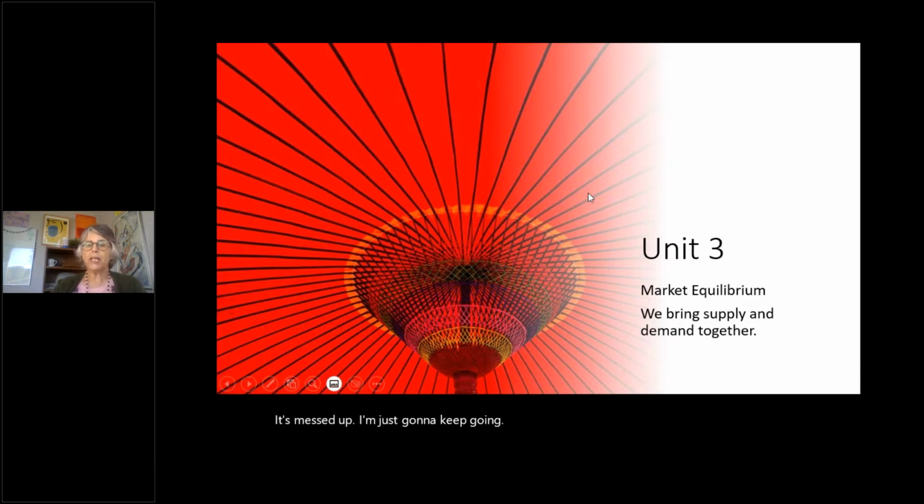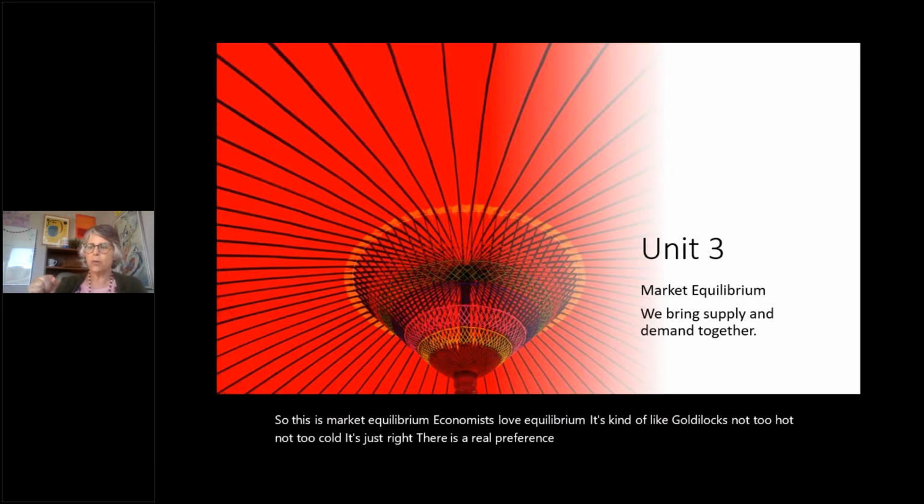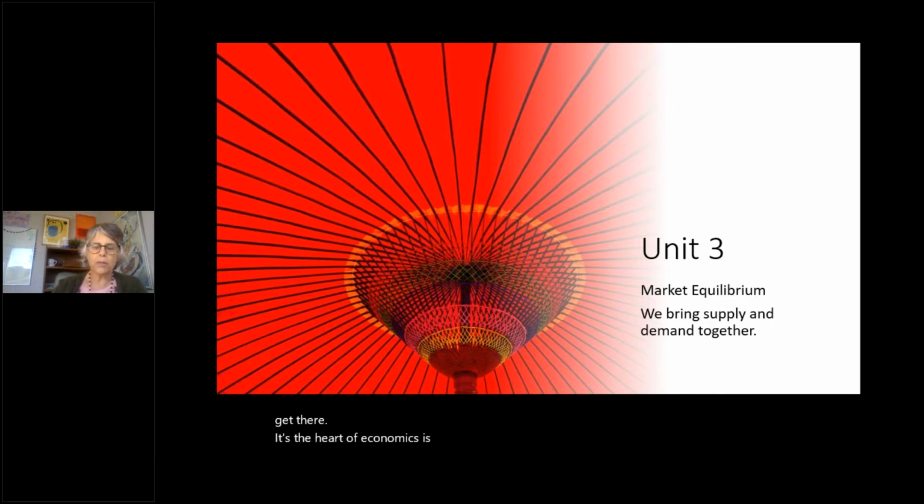So this is market equilibrium. Economists love equilibrium. It's kind of like Goldilocks, not too hot, not too cold. It's just right. There's a real preference. If you're not at equilibrium, you're going to get there. It's the heart of economics, that movement towards equilibrium.